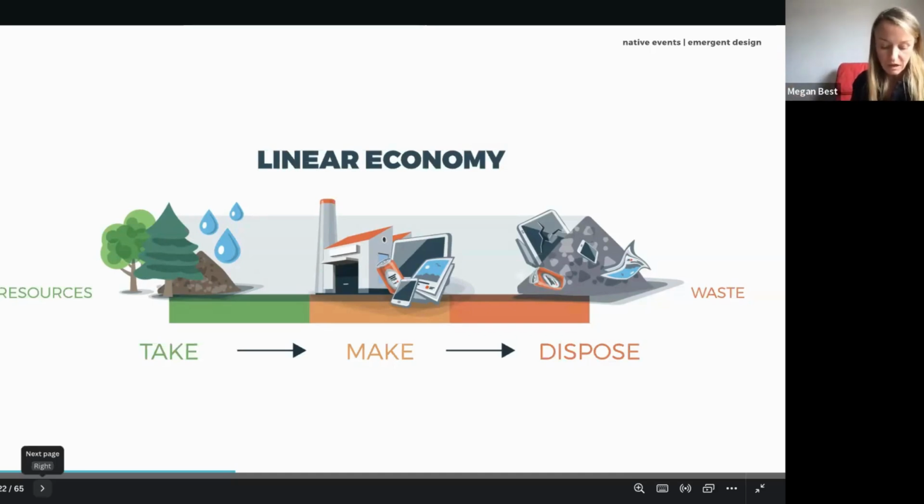So if there's any kind of products that you use that follow the linear economy model, single-use plastics are a really good example, or any disposables really. Let's start to think about how we can change that linear economy.